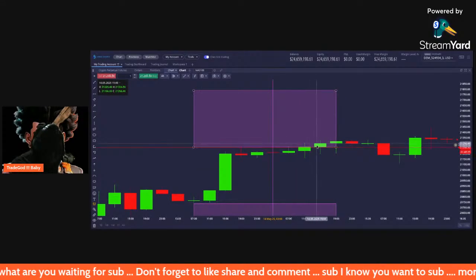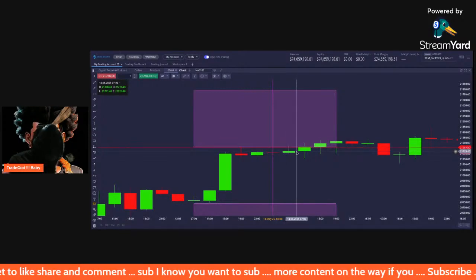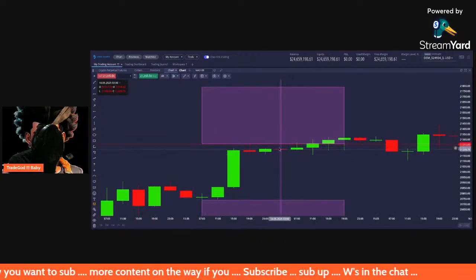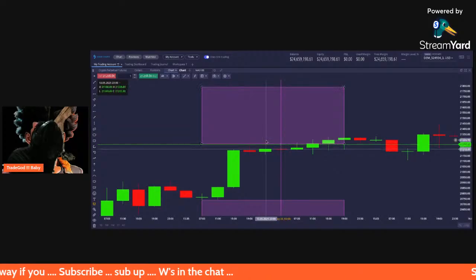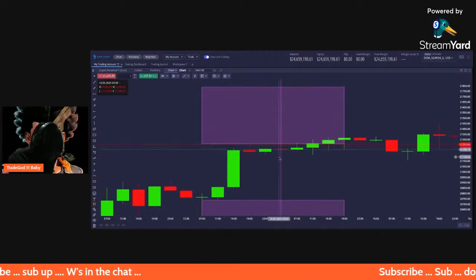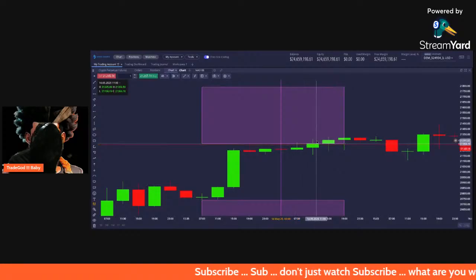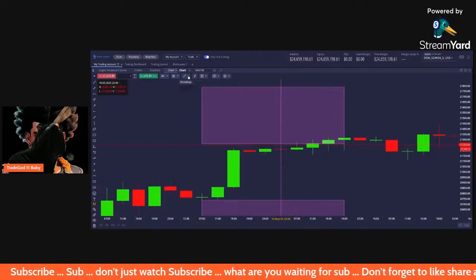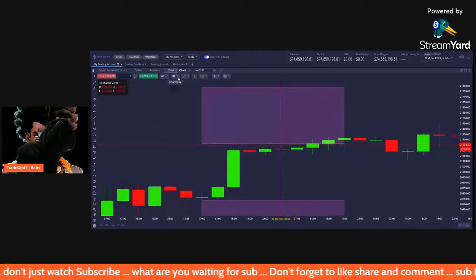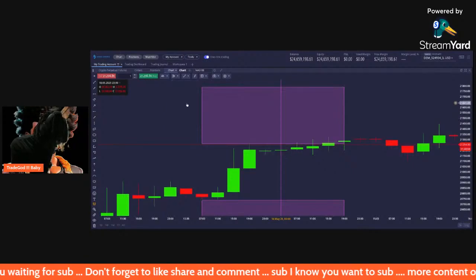So I would wait for price to break the high or the low. At the beginning of this day, I'd be like, okay, it hasn't broken the high or low yet. So I'll just wait for it to break either the high or the low of the previous day. And that's what it did. It broke the high of the previous day. So now that it broke the high of the previous day, I would change to a Heikin Ashi candle.